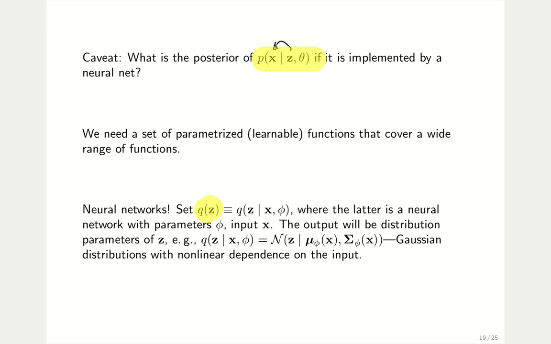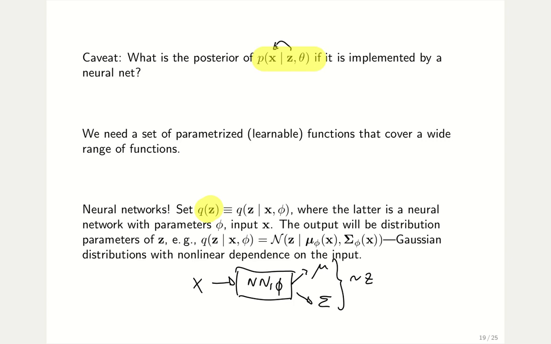Well, in practice, you have a neural network which takes X as input. So this is the neural network. And it's parameterized by the parameters phi, which is distinct from theta. It outputs a mean, and it also outputs a covariance matrix. And then you sample Z from this distribution according to these parameters.